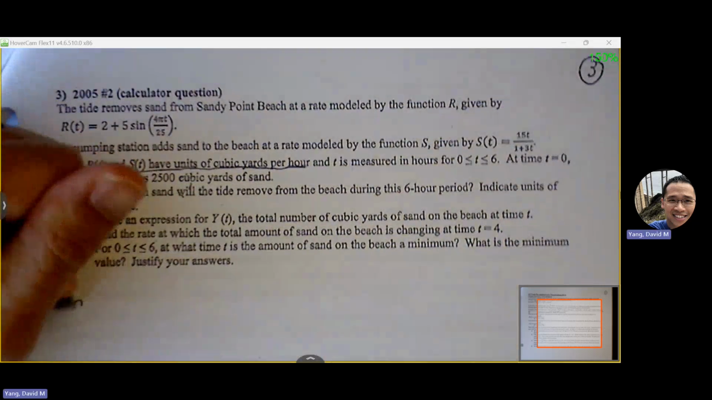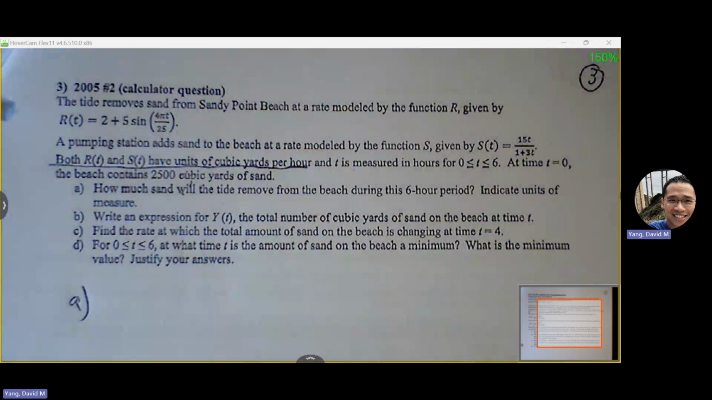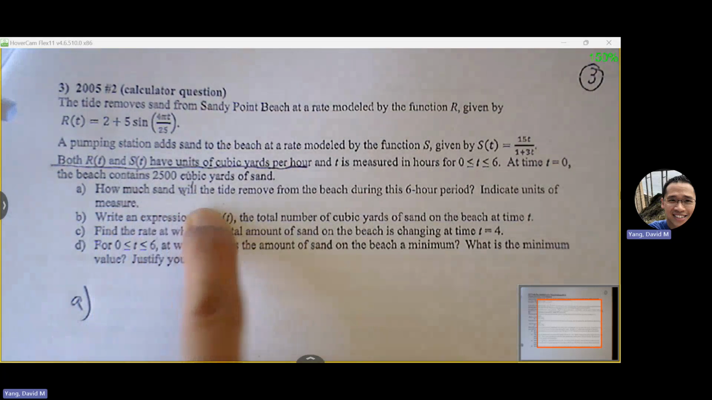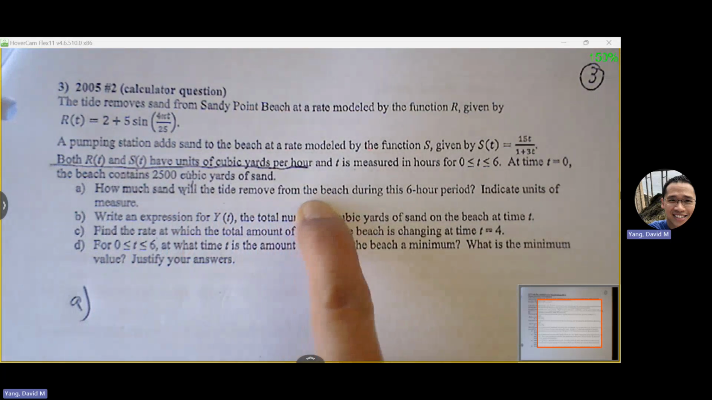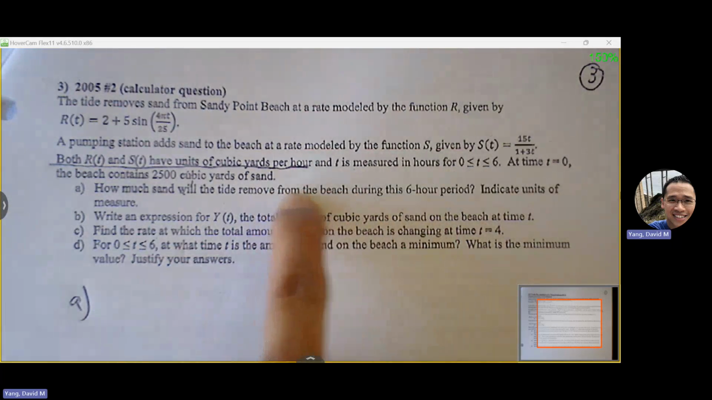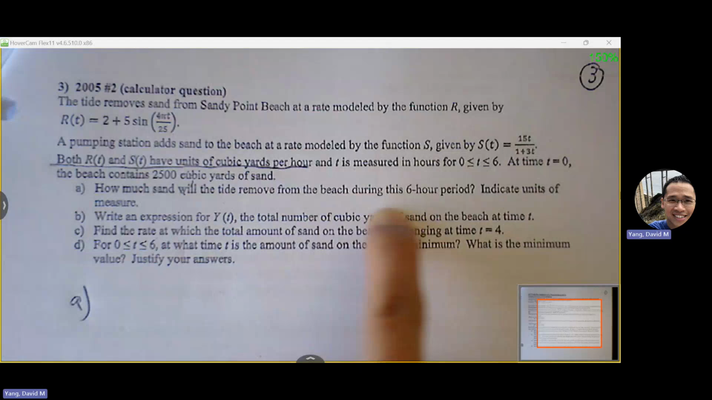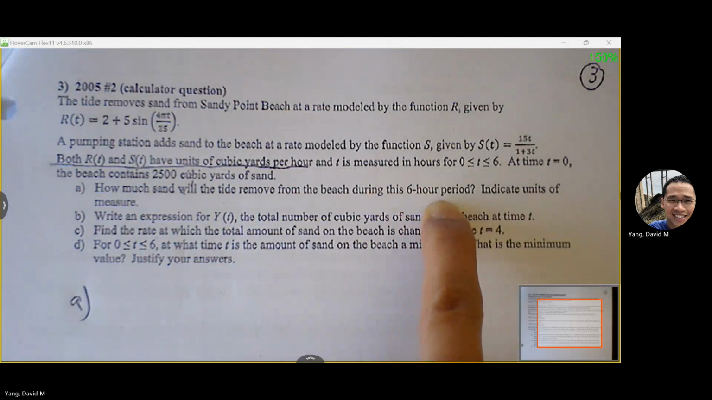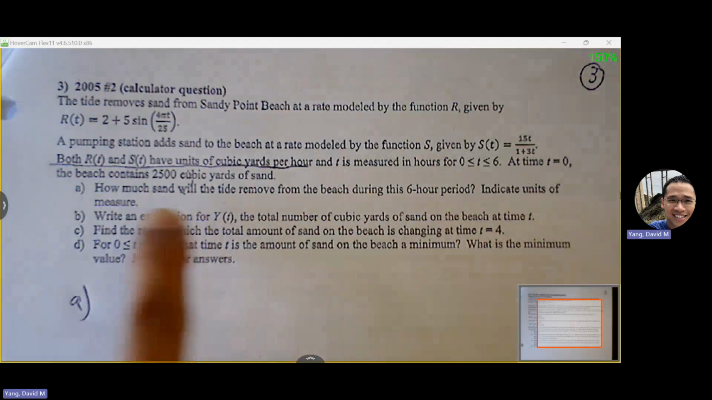So part A, typically with FRQs, they're always going to try to get your feet wet in the sense that they're just trying to get you into the problem. So it usually starts off a little easier, and then they're going to start building on top of what you found. So part A says, how much sand will the tide remove from the beach during the 6-hour period? So we're talking about removal here. So we're just going to work with which function? Yeah, it's just R of t.